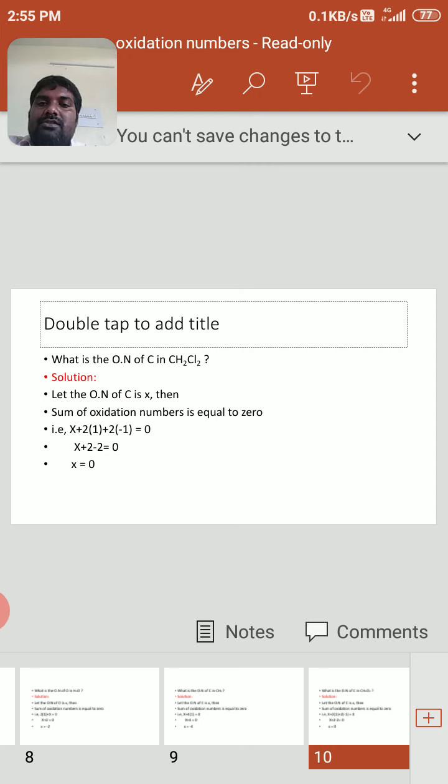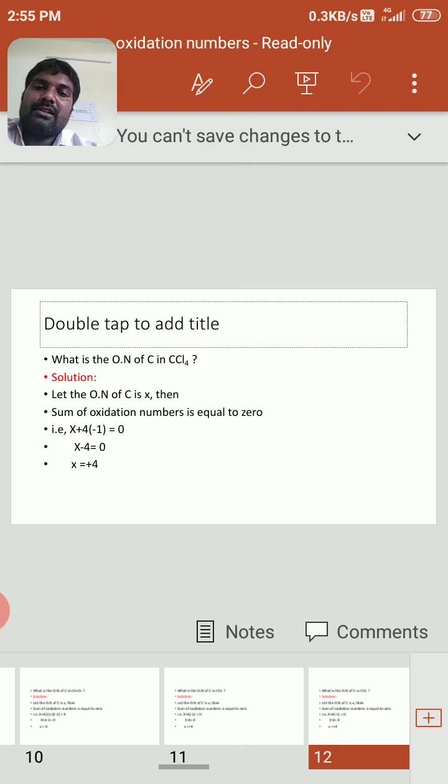What is the oxidation number of carbon in CH2Cl2? Here the unknown element is carbon, so we consider that as x, and we know the oxidation states: hydrogen +1 and chlorine -1. So x + 2 × (+1), because 2 hydrogens are there, plus 2 × (-1) = 0, so x = 0. Like that this problem is also solved.